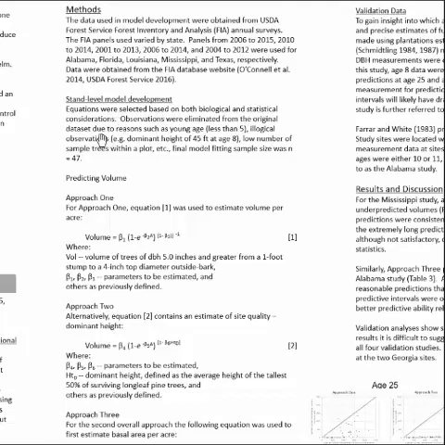Equations were selected based on both biological and statistical considerations. Observations were eliminated from the original data set due to reasons such as young age, less than 5, and illogical observations. One plot had a dominant height of 45 feet at age 8 for longleaf. That's if longleaf could only grow that fast. Also eliminated were plots with a low number of sample trees, say 2 or 3 trees. So therefore, the final model fitting sample size was 47.